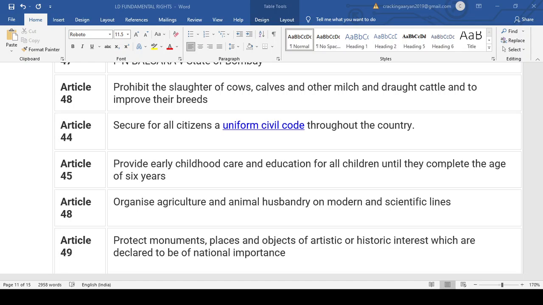Right to profess or practice any religion. Very good. So, the freedom to practice, propagate, and profess religion of one's own choice.